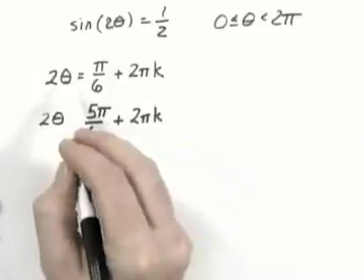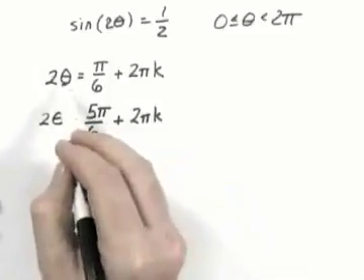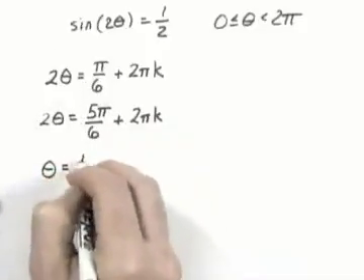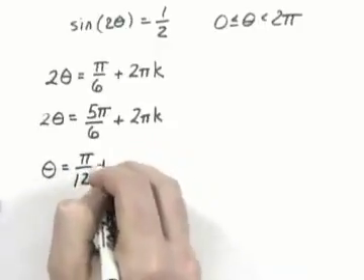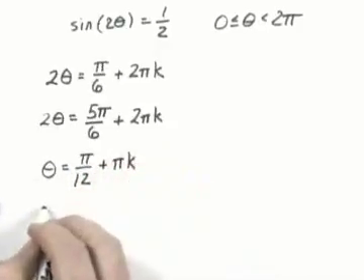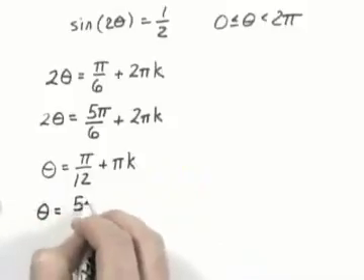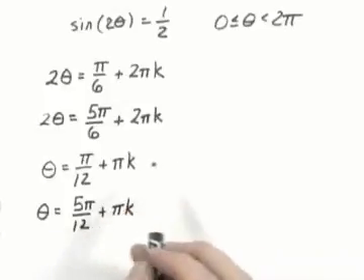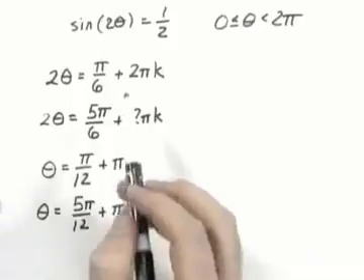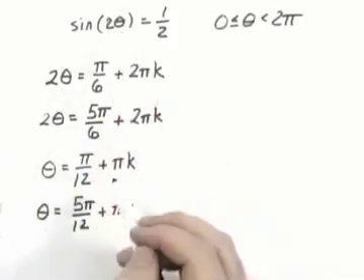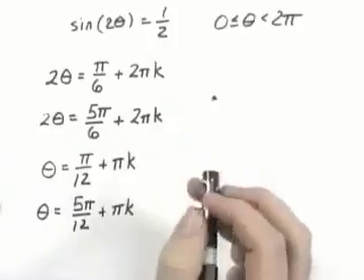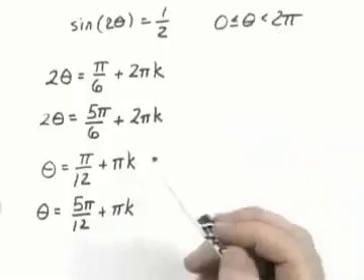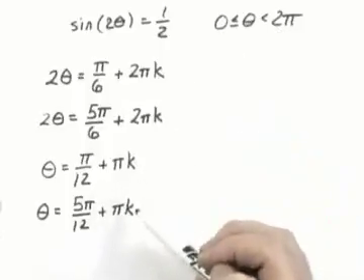What I want to do now is find the value of theta. To find theta, I divide both sides of these expressions by 2, and I get that theta equals pi over 12 plus pi k. And in the second one, I'm going to get theta equals 5 pi over 12 plus pi k. In other words, just continually add the period of the original function to the expression until you get all answers between 0 and 2 pi. So if we didn't have this domain restriction, this would be our solution for k any integer.